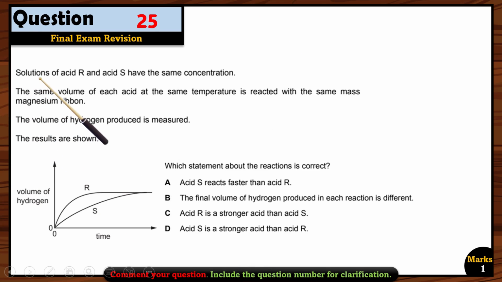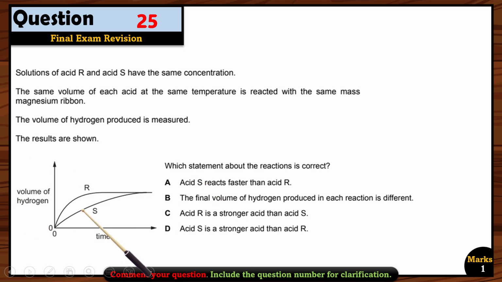Question 25. Solutions of acid R and acid S have the same concentration. The same volume of each acid at the same temperature is reacted with the same mass of magnesium ribbon. The volume of hydrogen gas produced is measured. The results are shown over here. So it's the same question as question 24. You can see the graph. In the graph, R and S are both producing the same volume of hydrogen. You can see over here, right?